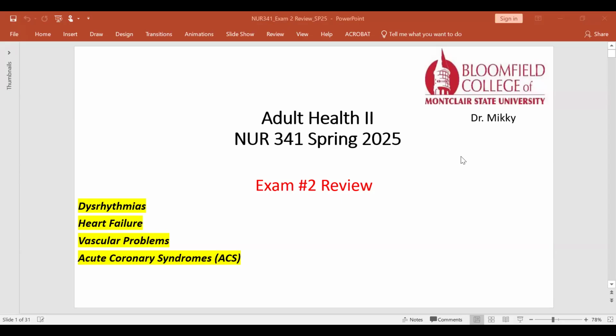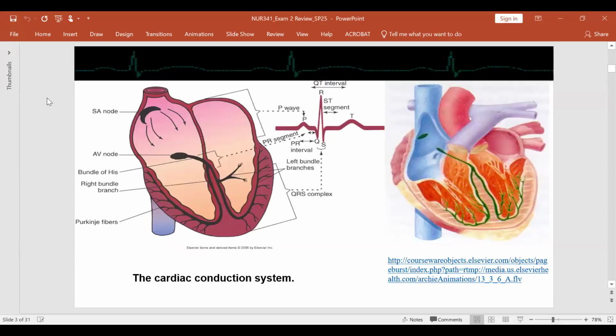So exam number 2 includes all these 4 different topics, and all of them are cardiovascular, by the way. All of them are within the same system, what is called cardiovascular. So the dysrhythmias, the CHF failure, the vascular problems, the acute coronary syndromes or ACS, all belong to the same system.